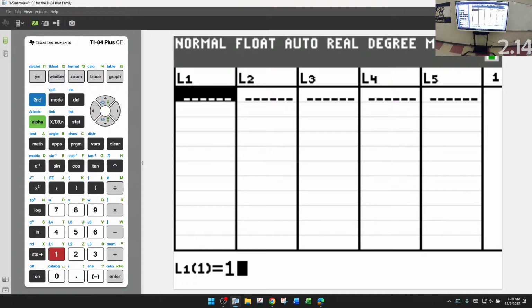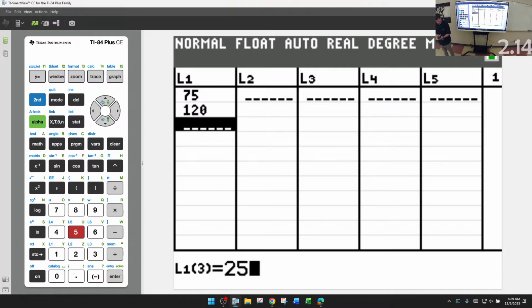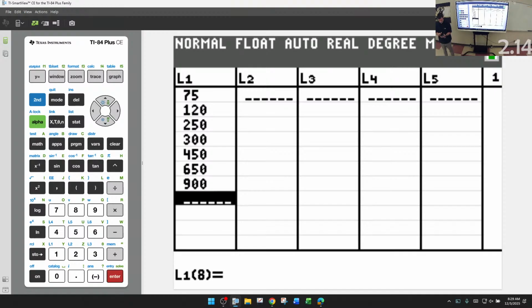Give me the first number. 75. 120. 250. 300. 450. 650. 900. 1500. 2500. 5000.